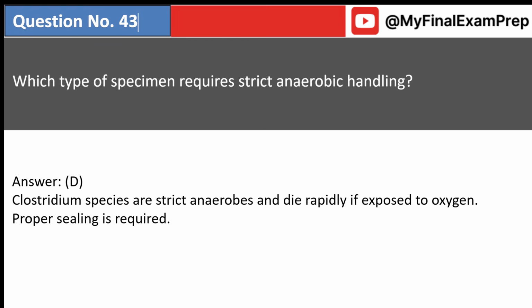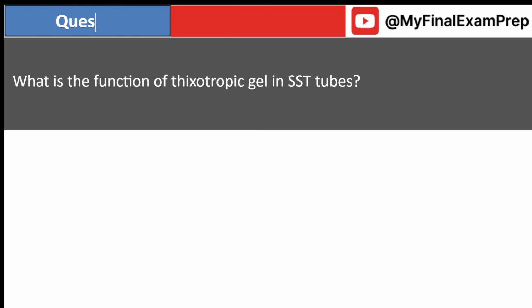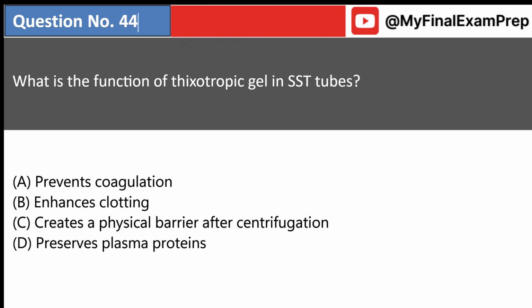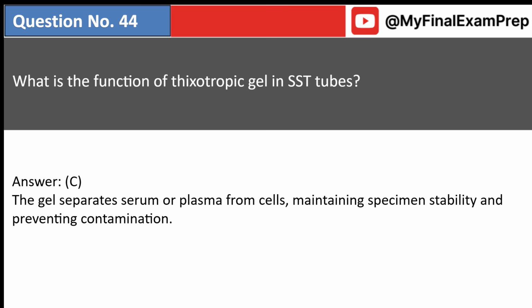Proper sealing is required. What is the function of thixotropic gel in SST tubes? A. Prevents coagulation. B. Enhances clotting. C. Creates a physical barrier after centrifugation. D. Preserves plasma proteins. Answer: C. The gel separates serum or plasma from cells, maintaining specimen stability and preventing contamination.